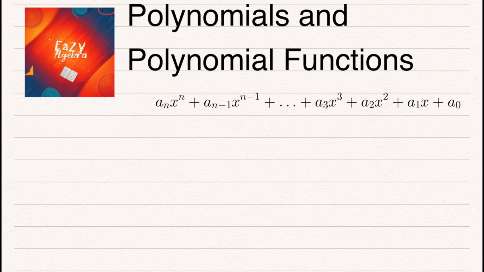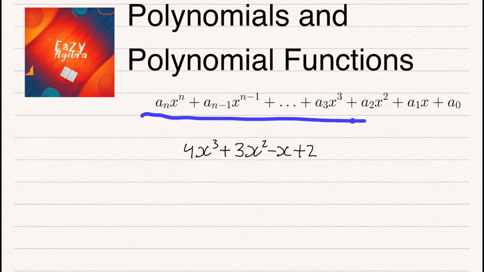But let's take a look at this using a couple of numbers instead. So something you might be more familiar with would be a cubic function. So this is where the highest power would be 3. So let's say 4x cubed plus 3x squared minus x plus 2. This is one polynomial, and it's in the cubic family of polynomials.